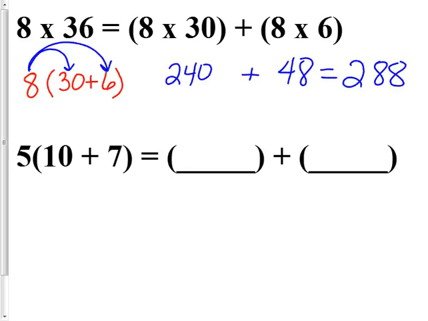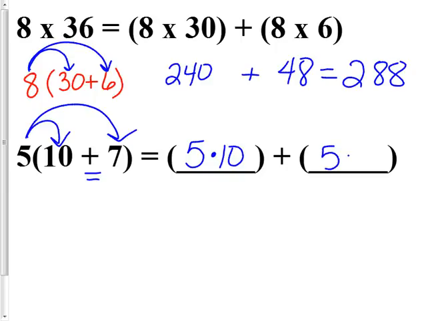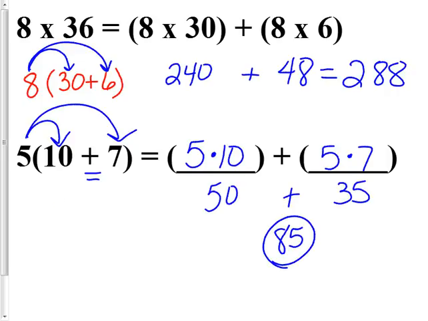I could do, for 5 times the sum of 10 and 7, I could rewrite that as 5 times 10 plus 5 times 7. And so that gives me 5 times 10 is 50, 5 times 7 is 35, and 50 plus 35 is 85. What I've really just done is 5 times 17.